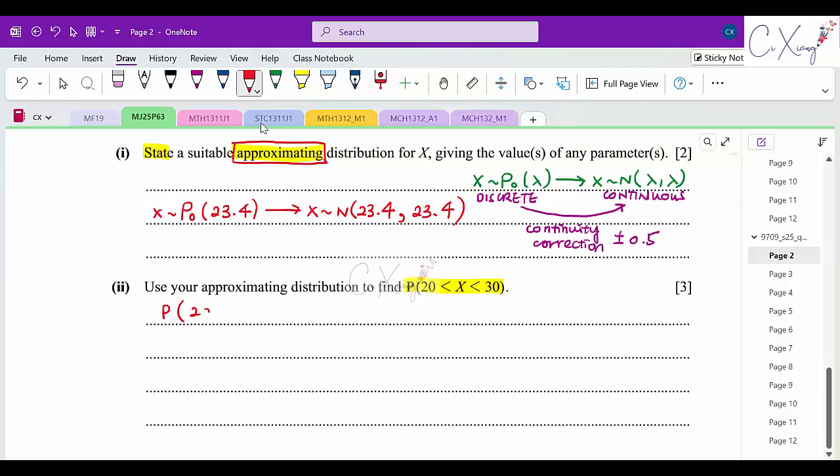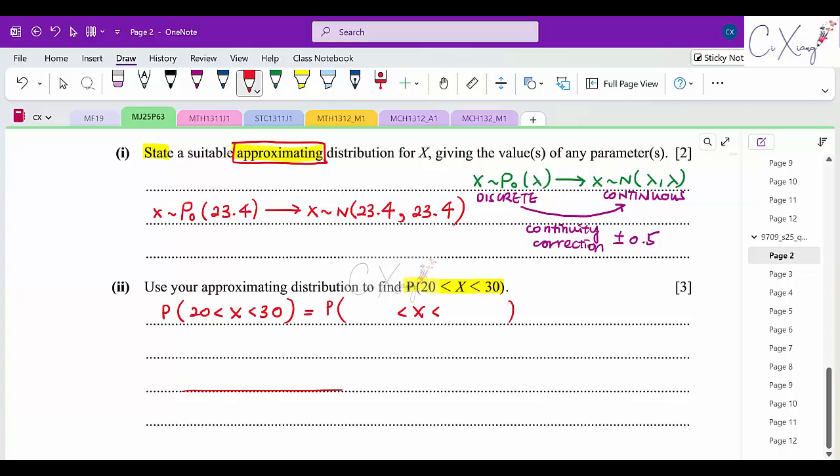Okay, so like what I told you just now, x between 20 to 30 belongs to the Poisson distribution. When you want to change it to normal, you have to do some small adjustment, which is the continuity correction. What is the value for x after the continuity correction?